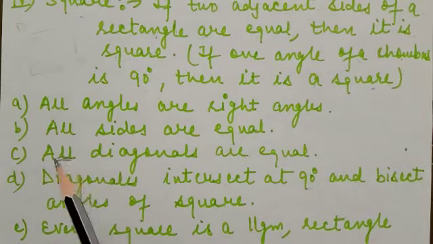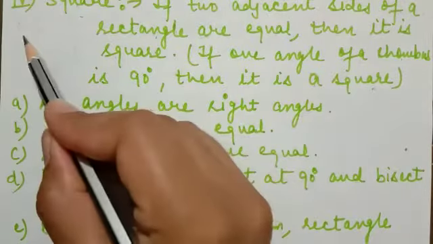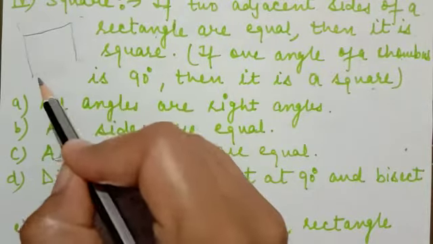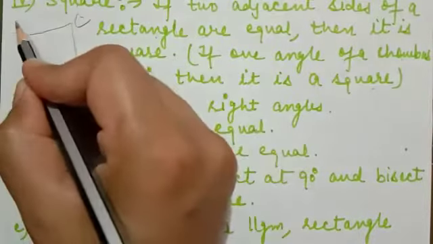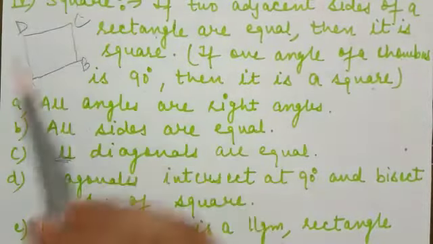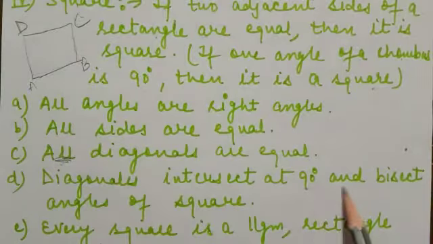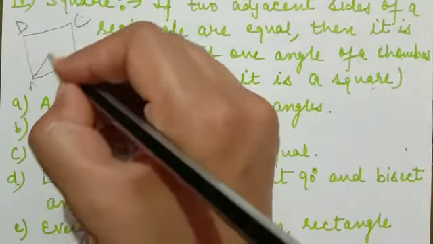All means two, because we know it very well, in a quadrilateral we have only two diagonals. Diagonals intersect at 90 degree and bisect the angle of rhombus. It means it bisects the angle of a square also. If we have a square like this, A, B, C, D, the diagonals intersect at 90 degree and bisect the angle of square.